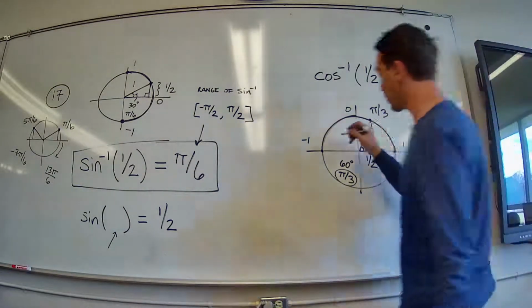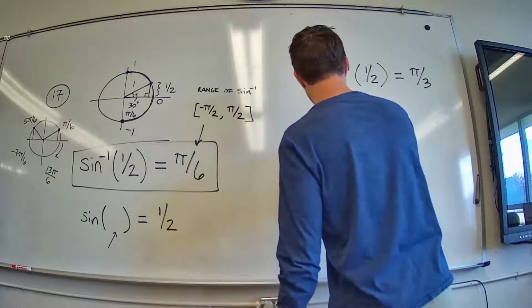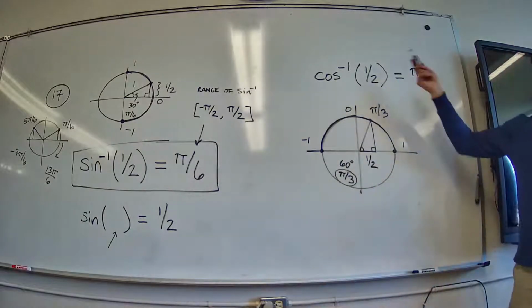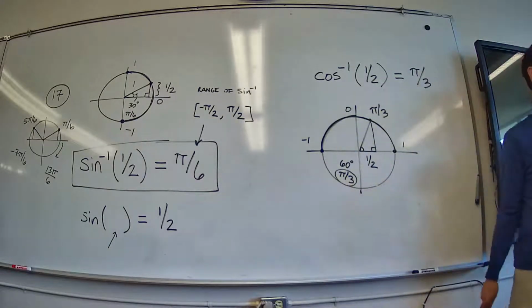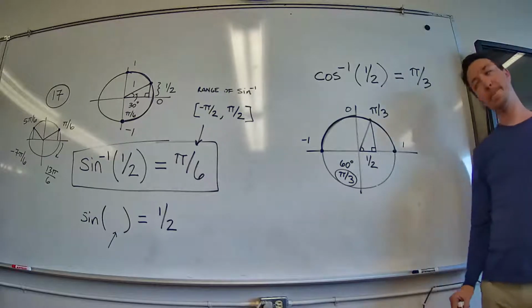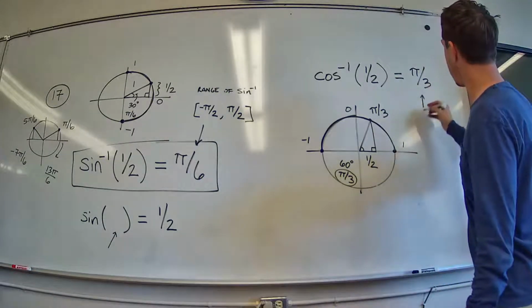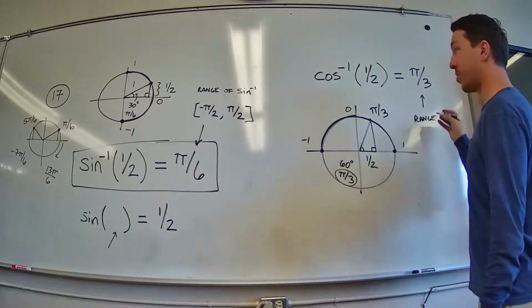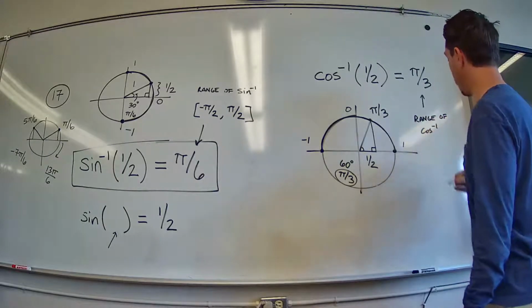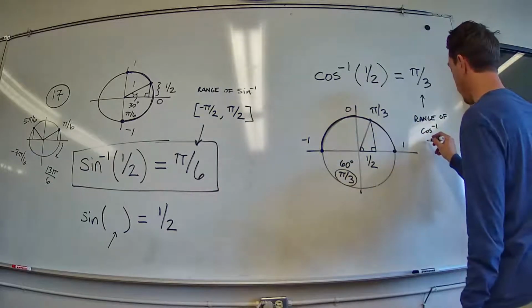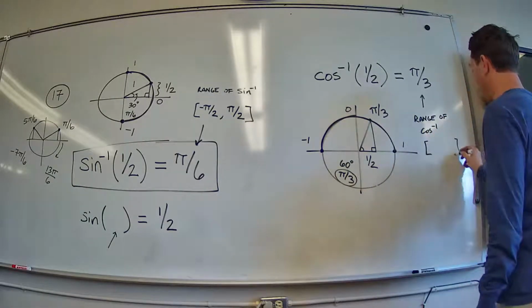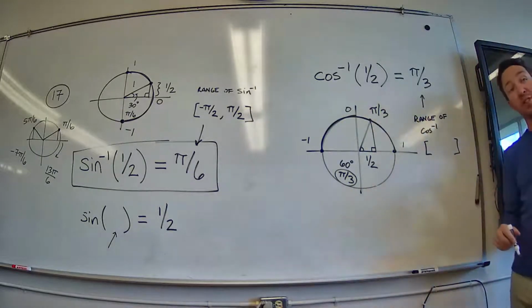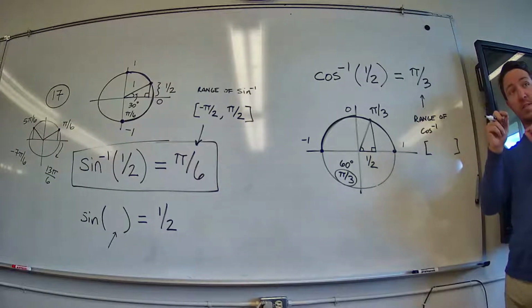So therefore, for the inverse cosine, you actually are restricting yourself to the top of the unit circle. So can this function ever spit out a negative number? Can the output ever be negative? No. So the range of the inverse cosine is what? What to what? That's the range of the cosine function.